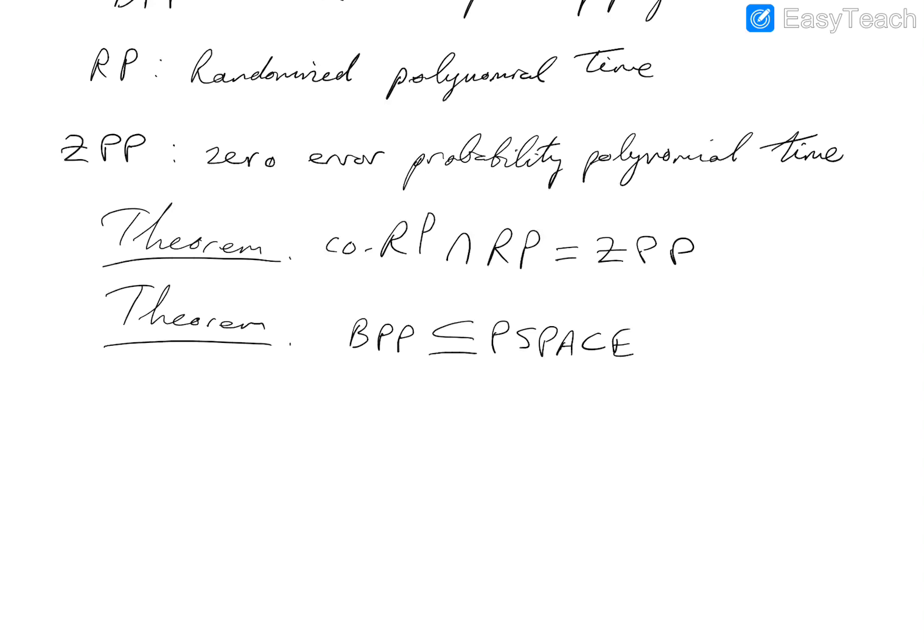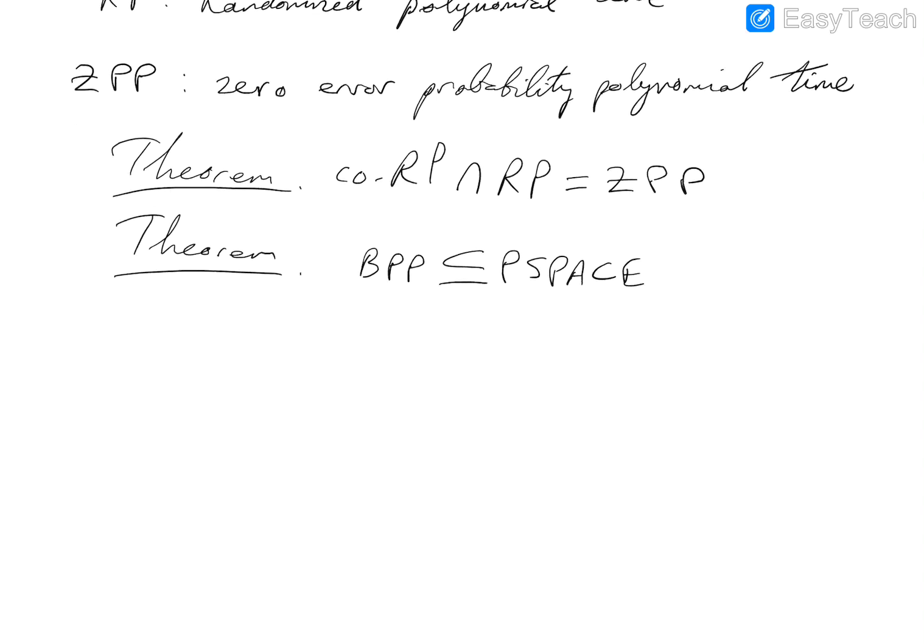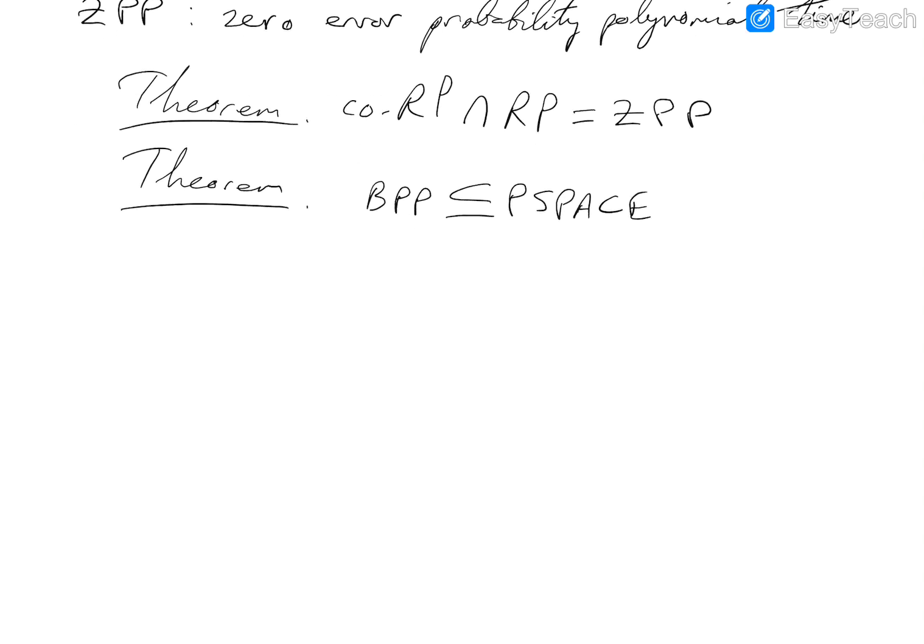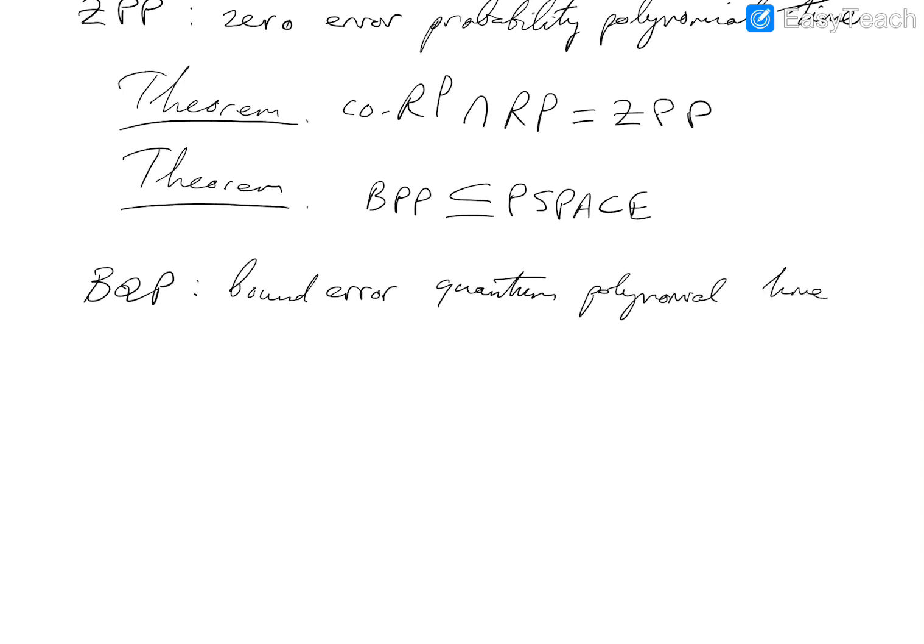Okay, so now we can define the quantum counterparts of these classes. They're defined exactly in the same manner, except that instead of using probabilistic Turing machines, we use quantum Turing machines. The class BQP is called bounded error quantum polynomial time. This is the quantum counterpart of BPP.